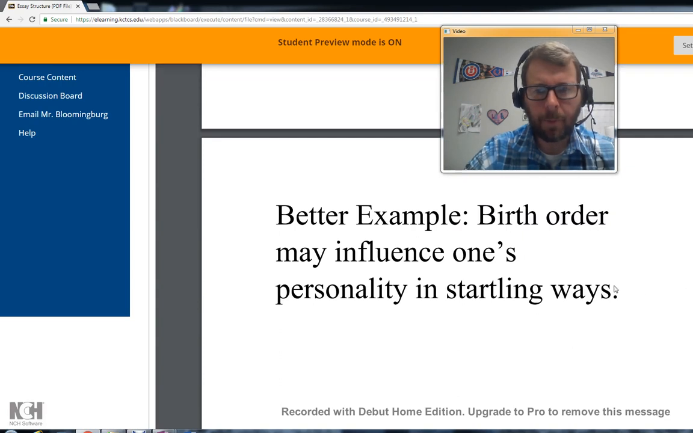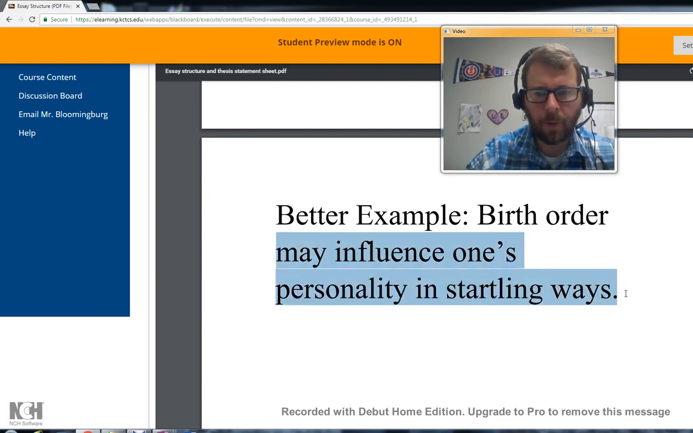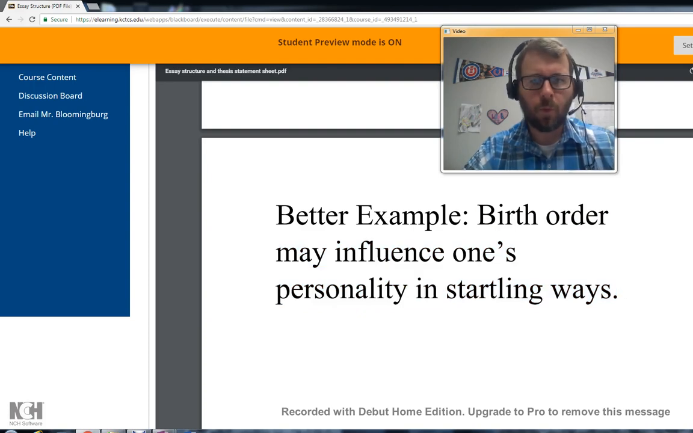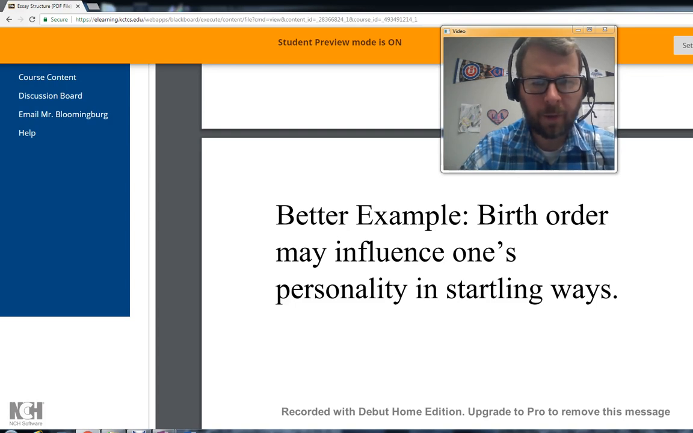That's a better example because we have an announcement of topic, which is birth order, and we have the particular point is that it may influence one's personality in startling ways. Now you may say, where's the direction? Well, think of the sense that we're talking about birth order. So we're talking about what it means to be the oldest, the middle child, and the youngest, or maybe even being an only child and how that may impact one's personality.